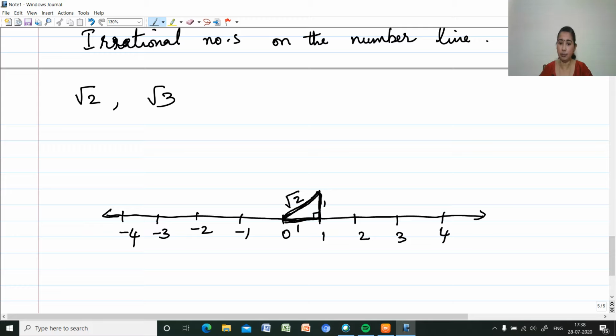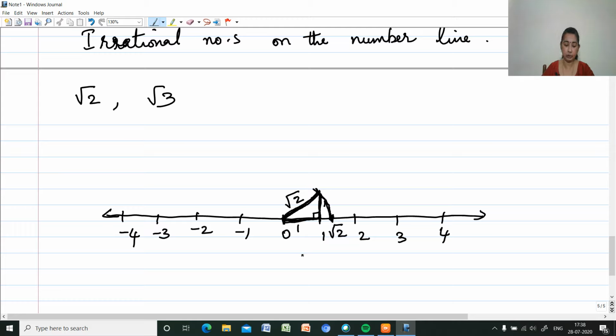Now take the compass and keep it at the point 0. Take the length root 2 in the compass and cut an arc this way, so that where you cut it on this side is root 2. So we can mark root 2 on the number line.